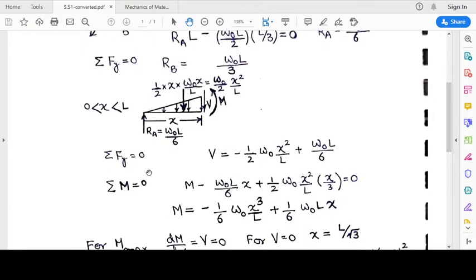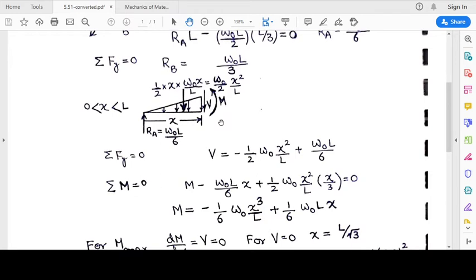So we can sum the forces in y directions. That gives us V plus W naught by 2 x square over L, and plus W naught L over 6 is going to be equal to 0, minus W, and plus RA, which is W naught L by 6, is equal to 0. So we get V is equal to this.